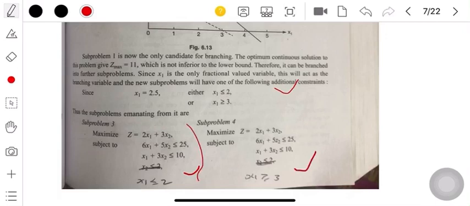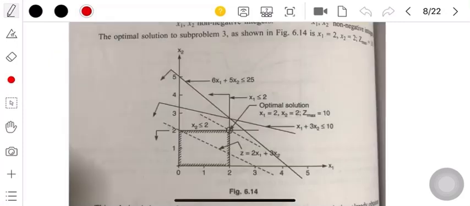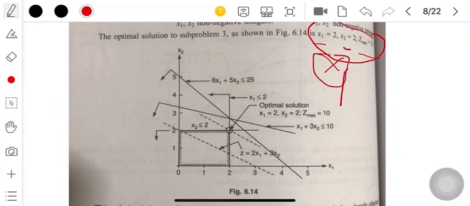After solving this problem using the graphical method, again we try to find the value of the objective function, which is coming out to be x1 equals 2, x2 equals 2 and z max 10. Here it is a maximization problem, so this is not the optimal solution because the value of the objective function is 11. So we will not consider this as our optimal solution because we have already achieved z max equals 11.